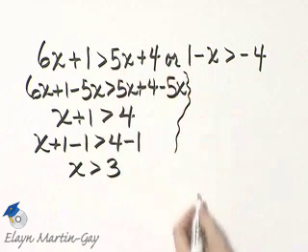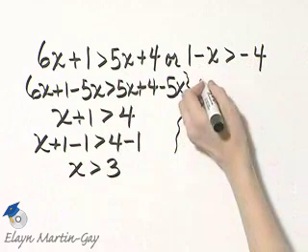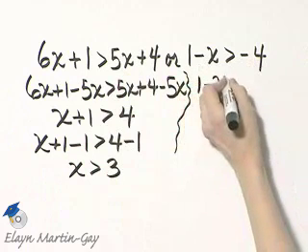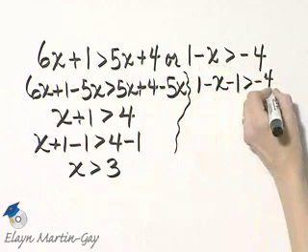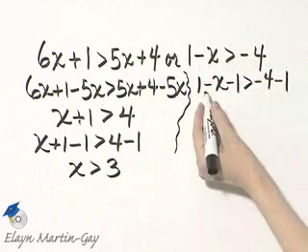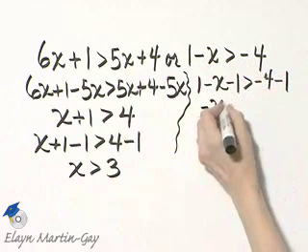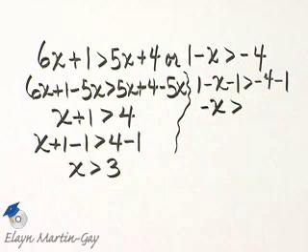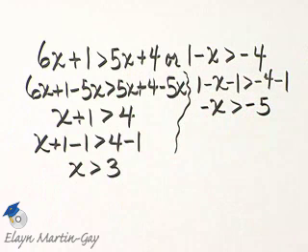Now let's solve the second inequality. I will subtract 1 from both sides. So I'll have 1 minus x minus 1 is greater than negative 4 minus 1. 1 minus 1 is 0. Don't forget, though, you have negative x is greater than negative 4 minus 1. That's negative 5. How do we finish solving?